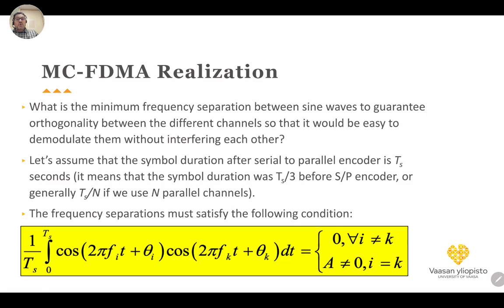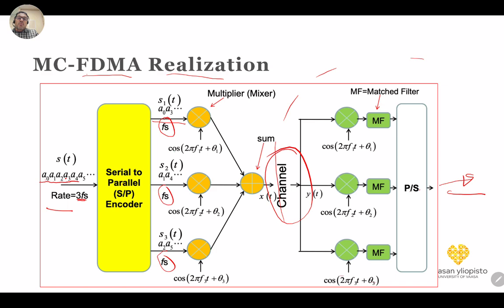Okay, now you can see that I multiply the first subband with cosine 2π f1 t plus theta 1, the second one with cosine 2π f2 t plus theta 2, the third one with cosine 2π f3 t plus theta 3. F1, F2, F3, this is what I designed. So I chose f1 and f2 and f3.